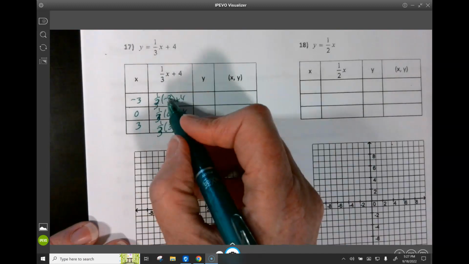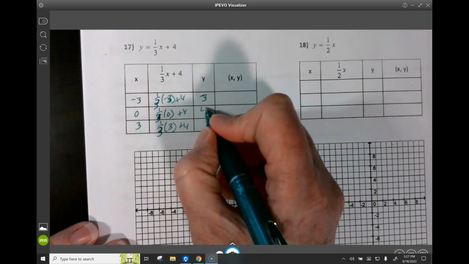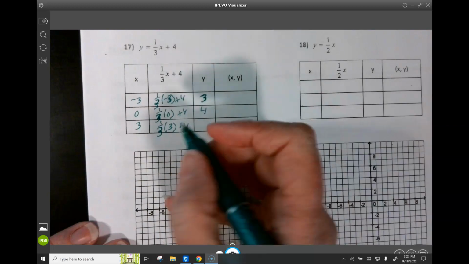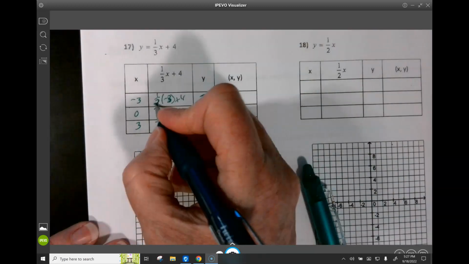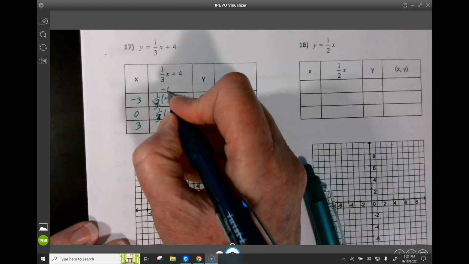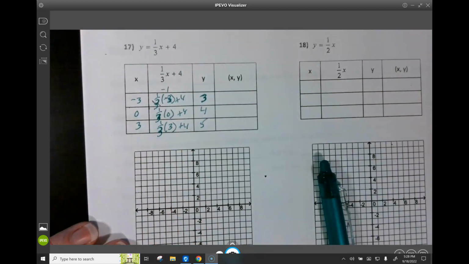So we get -1 plus 4, 0 plus 4, that's just a 3, not a -3. And this is 1 plus 4. So this one, notice here, you dropped out the 3's, but you still had a negative. So 1 times a -1 would be a 3. That's where we came up with 3.